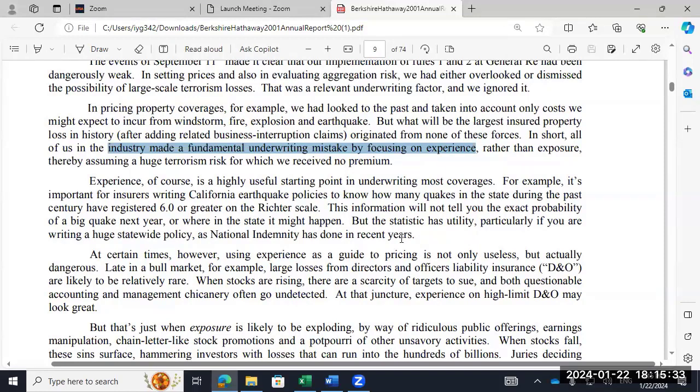Experience isn't bad, it's great, but it has a flaw. If you over rely on it and don't consider exposure, you can essentially go out of business, is his biggest concern. So how much premium did they receive for terrorism coverage? They assumed a large risk and received no compensation for that. What's the chances of having a profit over 10 years if your premium is zero? It's not going to be too good.